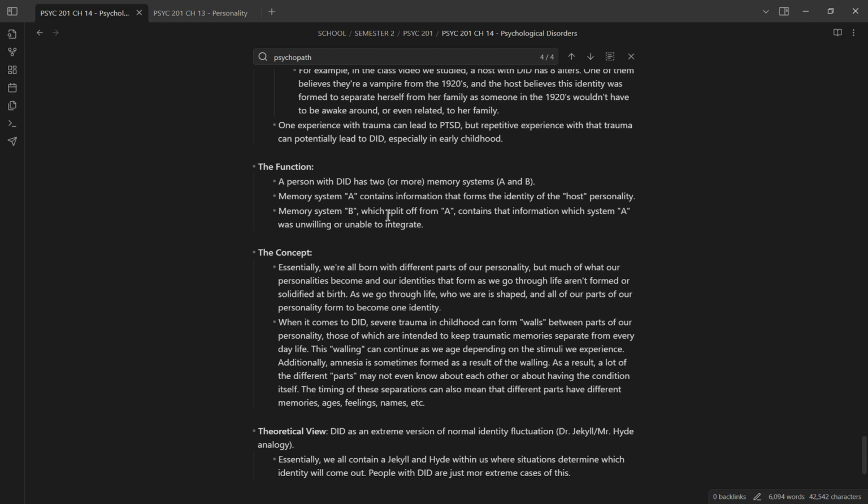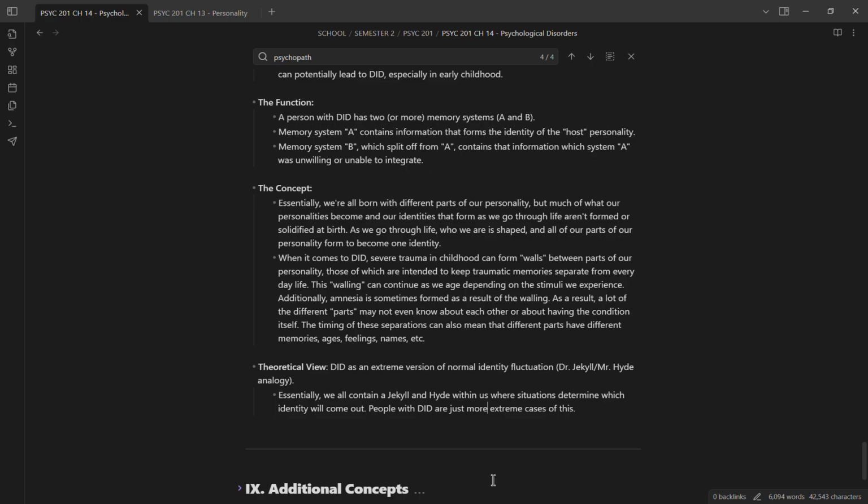The theoretical view on DID is essentially that it's an extreme version of normal identity fluctuation. The idea comes from Dr. Jekyll and Mr. Hyde. Essentially, we all contain Jekyll and Hyde in us, right? It's situations determining which identity comes out, but people with DID are just a more extreme case of this. That is DID in a nutshell.